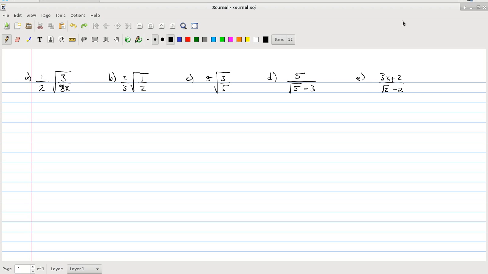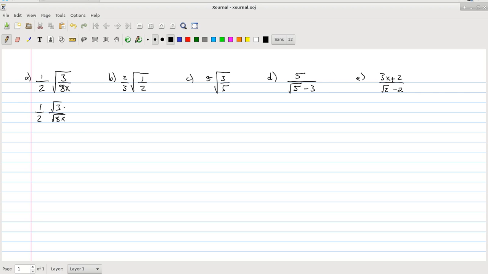Rationalize each denominator and simplify. Part A, we have 1/2 times radical 3 over 8x. The first thing we want to do is treat this fraction inside of a radical as two separate radicals. So I'm going to rewrite this as 1/2 times radical 3 over radical 8x.